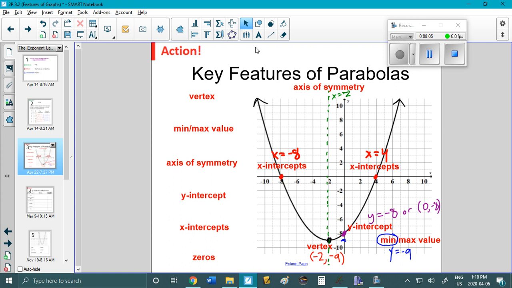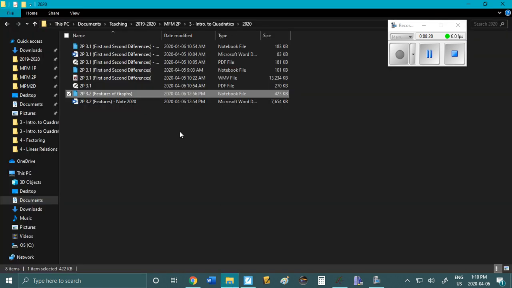So the other way that we could write the x-intercepts, because again they are points, we could write them as points. So (-8, 0), and this one would be (4, 0).